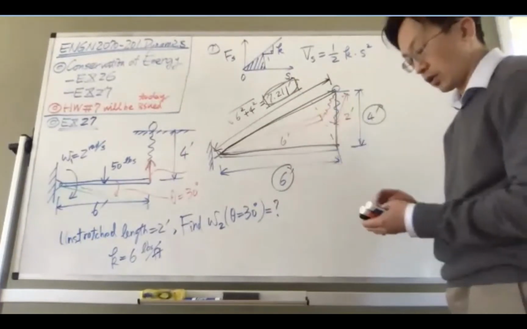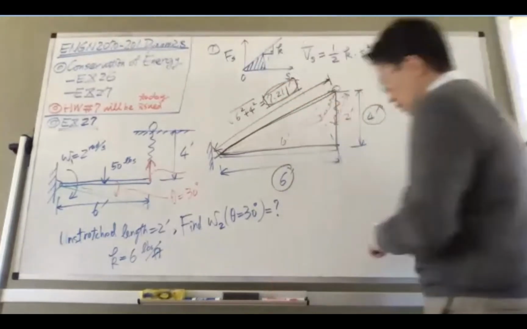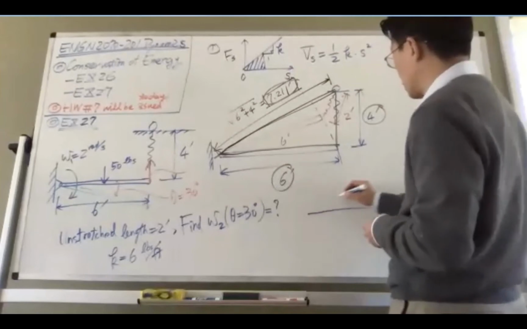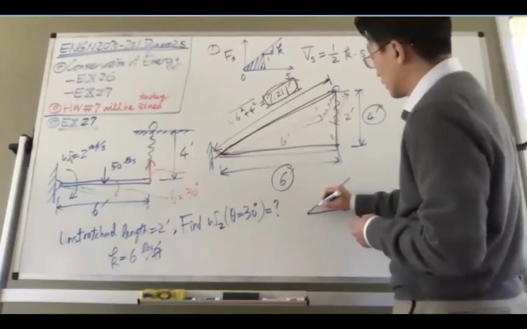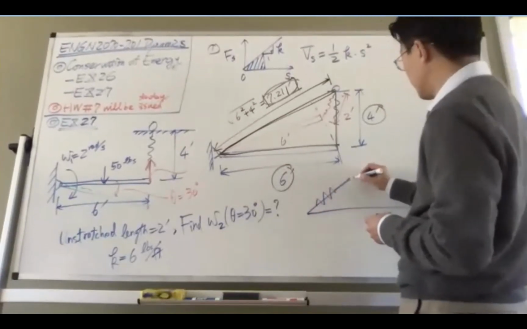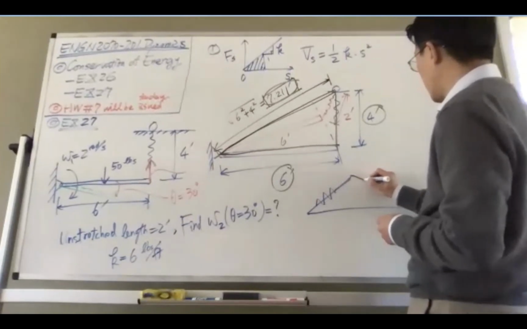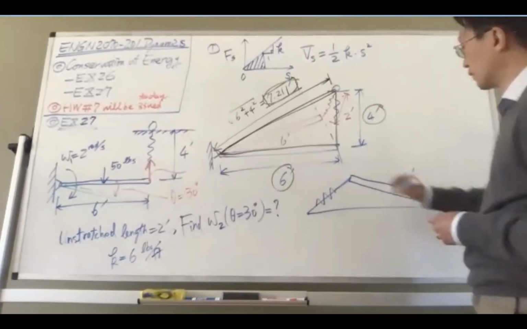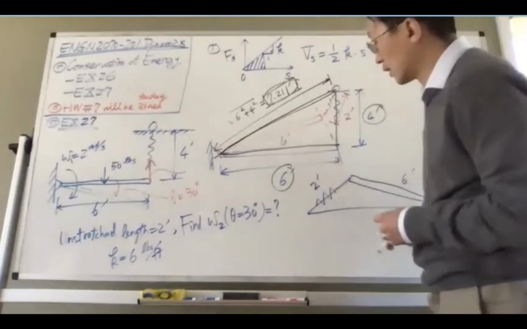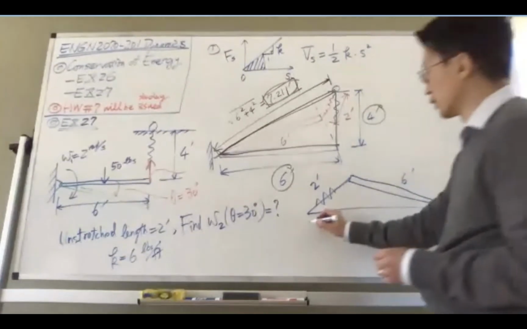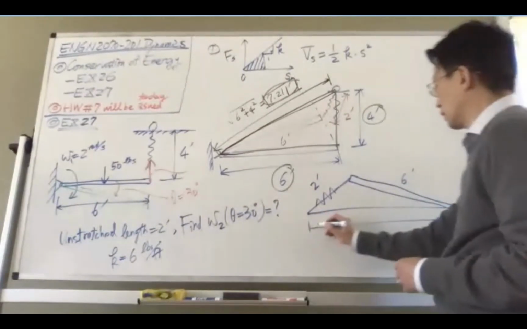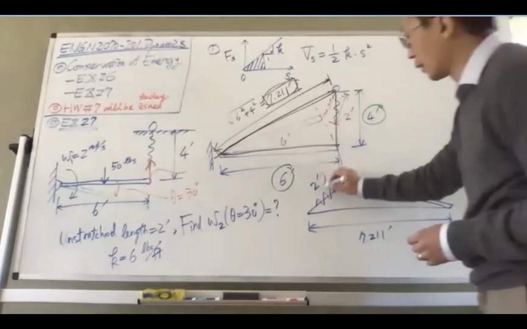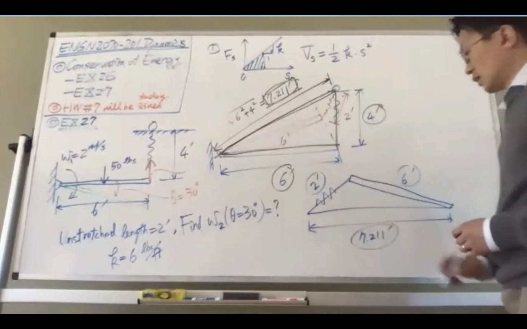Therefore, mathematically, we are looking to solve this geometry problem. You have the spring to here, and the bar connects to here. The bar here is 6 feet. The unstretched length for the spring is 2 feet, and we know that from here to here, this is 7.211 feet. So we have 3 dimensions.